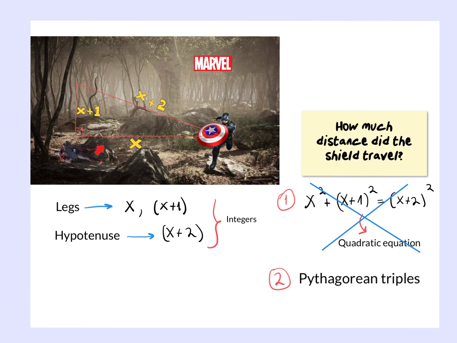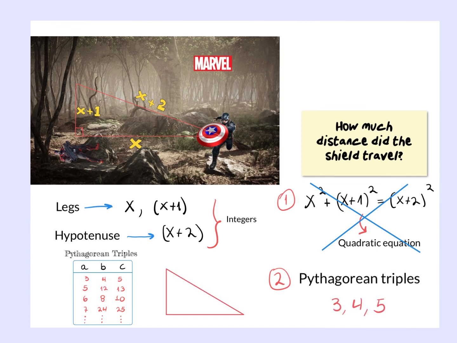From the problem, we know that the sides of the triangle are consecutive numbers. We can look for consecutive numbers in the list of Pythagorean triples. The only triple that has consecutive numbers is 3, 4, and 5. So our right triangle has 3, 4, and 5 as its sides. Now we are almost done. The question was, how much distance did the shield travel? Well, it traveled the sum of its sides, which is 12.